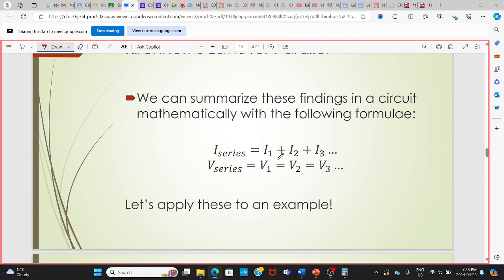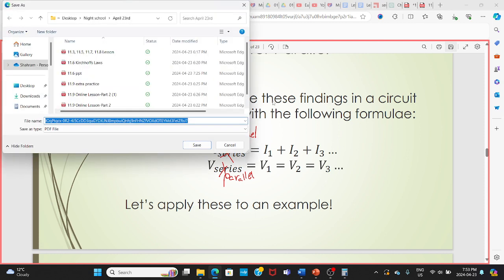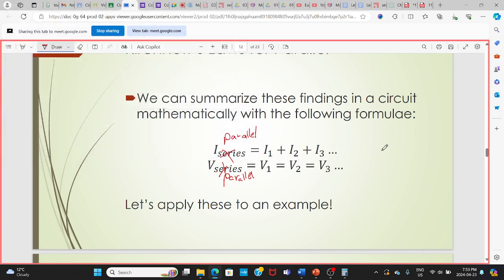Well, this should be parallel. Parallel. There's some mistake here. Oopsie. Okay, what's that?